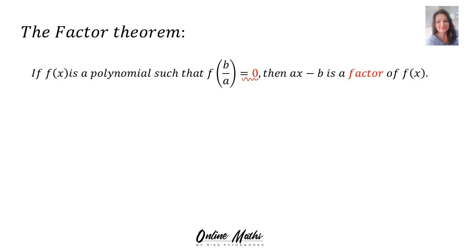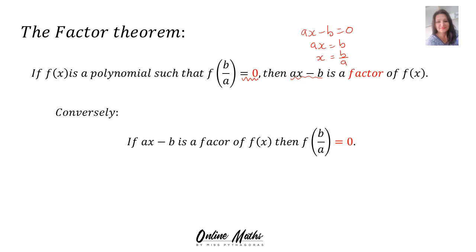So where does this ax minus b come from? Remember, ax minus b is 0, ax is equal to b, and x is b over a. That was the number that you substituted into f.